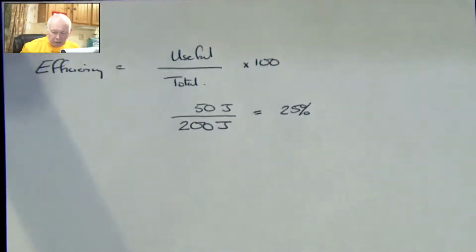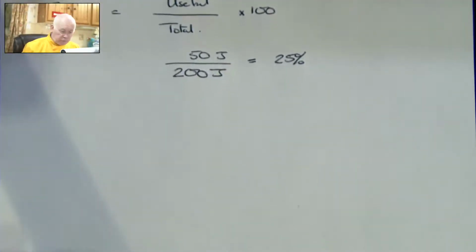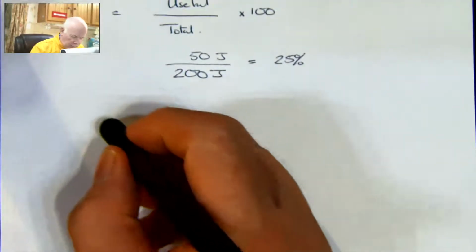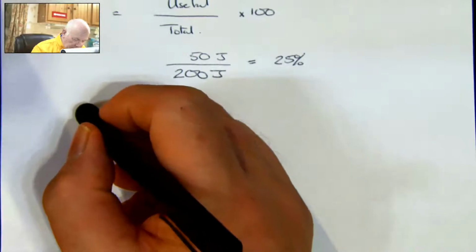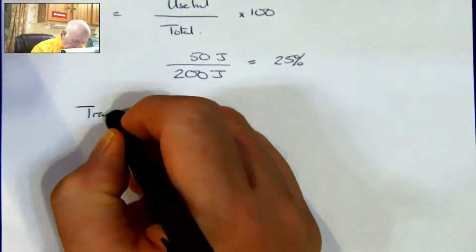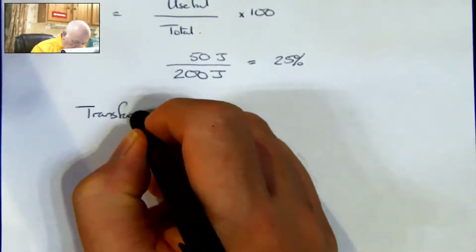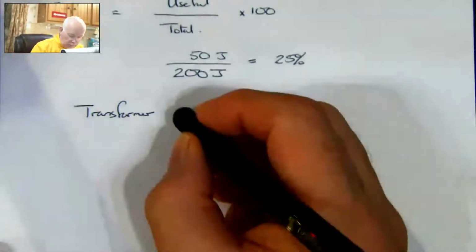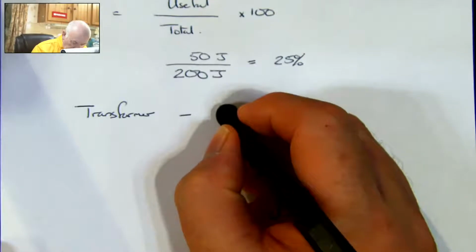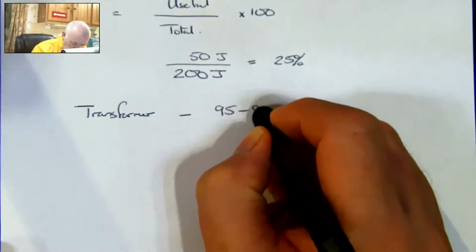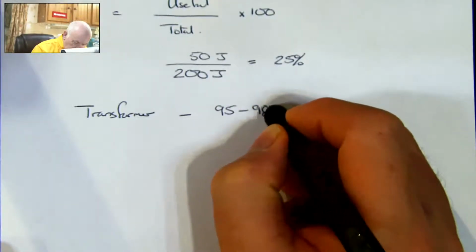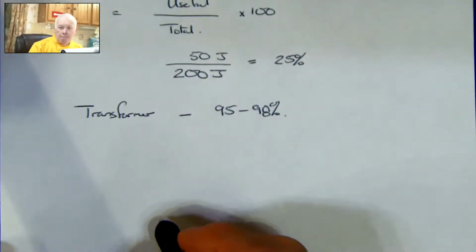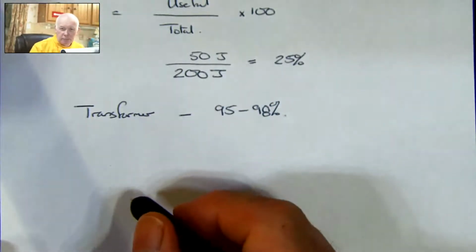Can we get more efficient items? Yeah, about the most efficient item I know would be something like a transformer. And transformers, they also get hot. And they can come out around about 95, 98% efficient. But many things aren't.